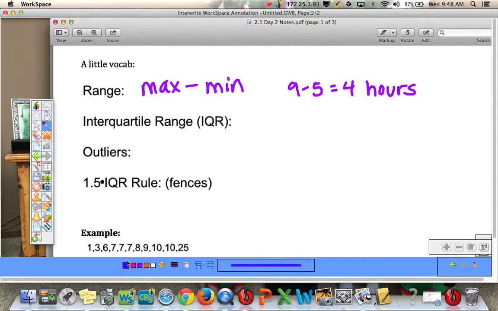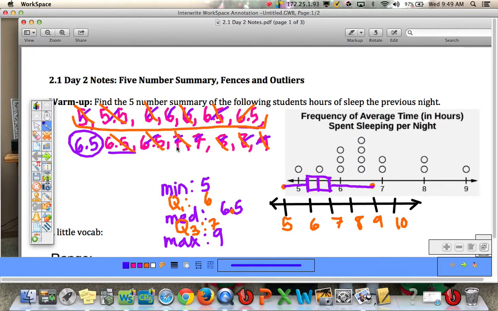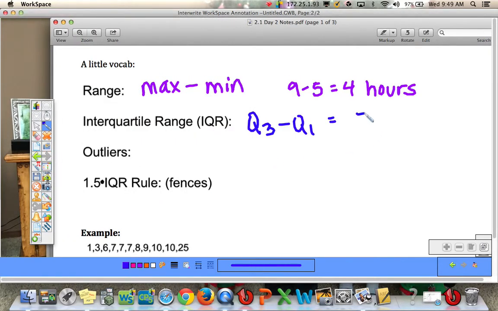IQR is our interquartile range, and that is Q3 minus Q1. And for our data here, it is Q3, 7 minus 6. It's only 1 hour for our interquartile range.